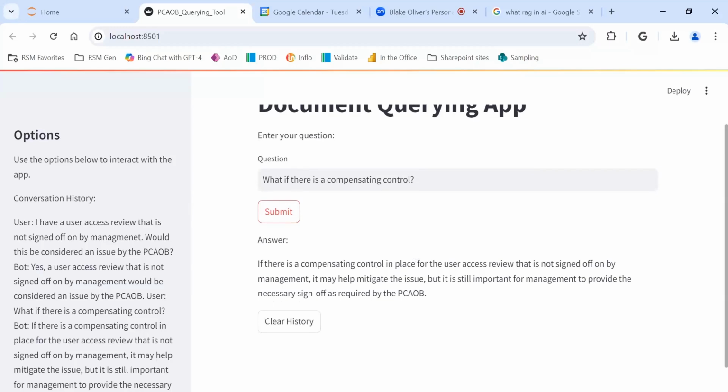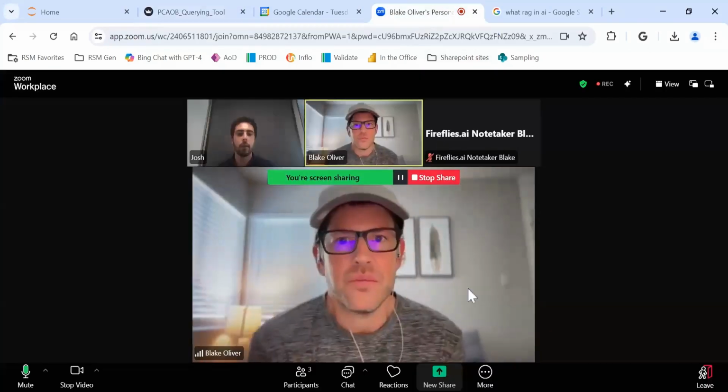So in this case, we got the answer. If there is a compensating control in place for the user access review that is not signed off on by management, it may help mitigate the issue, but it is still important for management to provide the necessary sign-off as required by the PCAOB. So in that case, instead of necessarily being an issue, it might be something along the lines of a process improvement.